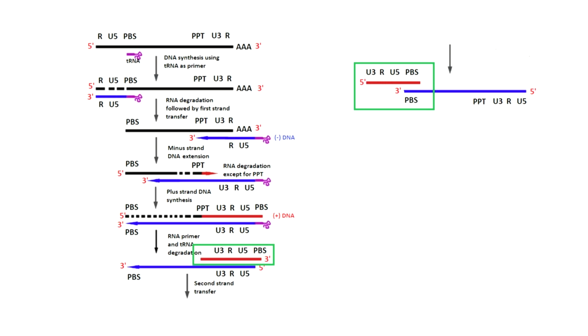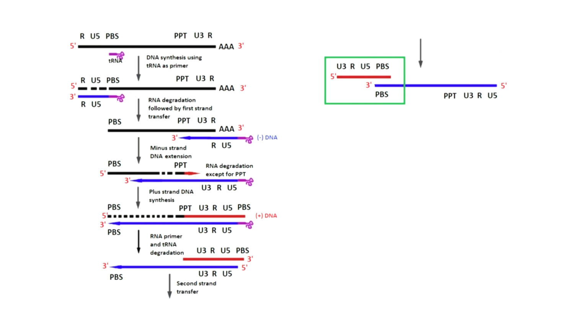Now the removal of this tRNA leaves the PBS sequence, the primer binding sequence of the second strand. Now this PBS sequence was bound to the complementary sequence in the tRNA. So with the tRNA gone, this part is free to pair with the primer binding sequence on the 3' end of the first strand. So a second DNA transfer occurs, during which the PBS at the 5' end of the first DNA strand hybridizes with the complementary PBS at the 3' end of the first DNA strand.